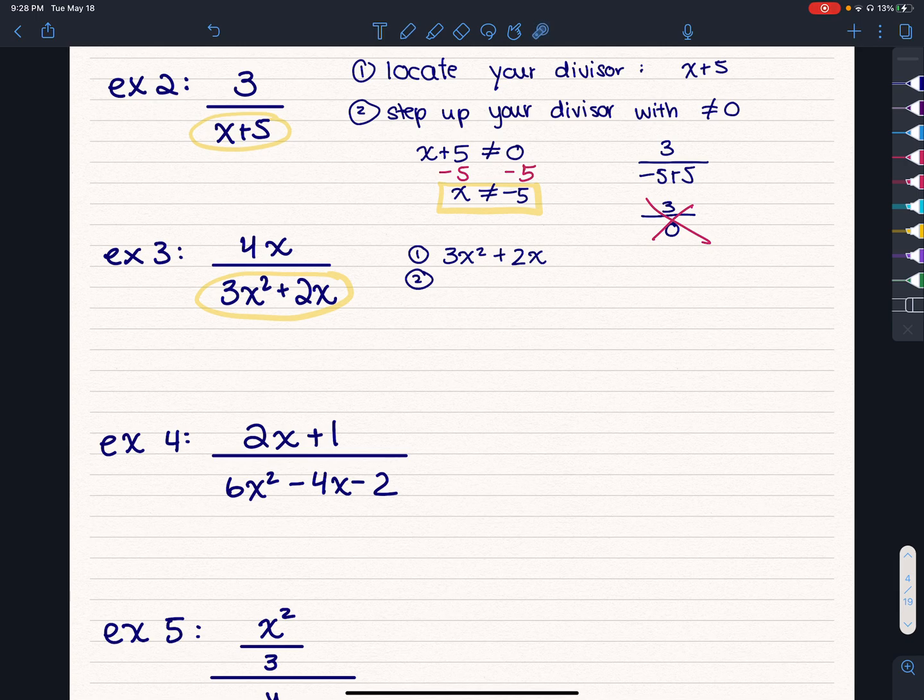Step 2 now does not become set up your divisor with does not equal 0. Your step 2 is now fully factor. Fully factor your divisor. So if we have 3x squared plus 2x and we want to fully factor it, what do these two terms have in common? Well, in your coefficients, you have no numerical factors in common, but for your variables, you do have an x in common. So you can factor out an x here, you get 3x. When you factor out an x from 2x, you get just 2. So these are your two factors.